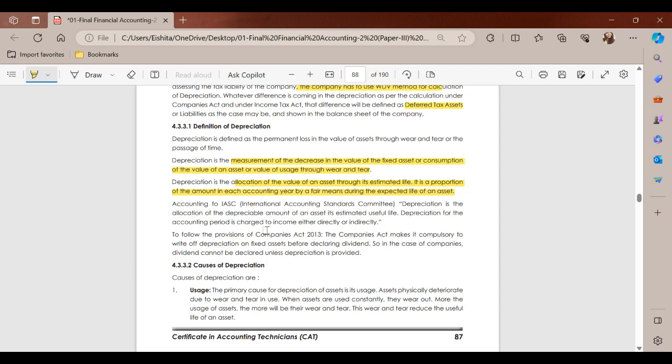Okay, to follow the provisions of the Companies Act, the Companies Act has made it compulsory to write off depreciation of fixed assets before declaring dividend. So a company which is not declaring dividend is not required to charge depreciation. But a company which is declaring dividend must charge depreciation. So in the case of companies, dividend cannot be declared unless depreciation is provided. ये वाला क्वेश्चन आ सकता है.